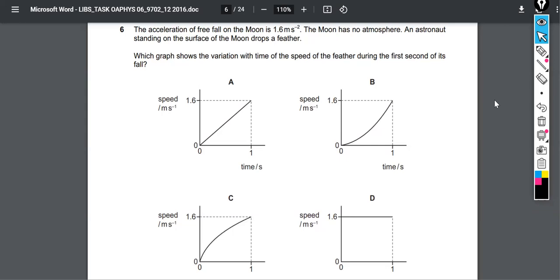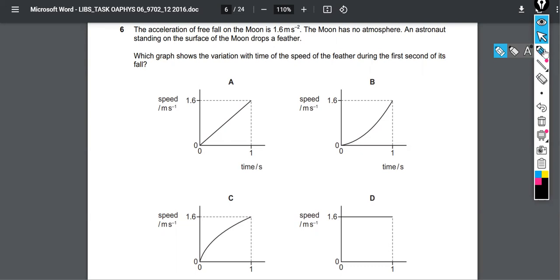But forces are things that cause changes in motion. Sometimes the forces that cause those changes in motion are important. In this question, the only force that we really need to consider is the force due to gravity. The question reads, the acceleration of free fall on the moon is 1.6 meters per second squared.